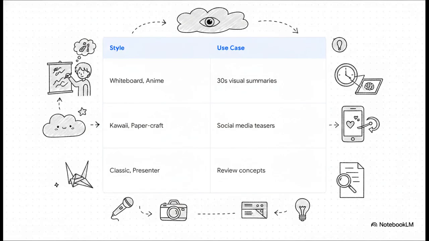And for my visual creators out there, you are going to love the video overview capabilities. You don't need to be a Premiere Pro wizard to synthesize complex stuff visually anymore. You can just pick a style like whiteboard, watercolor, or anime, and boom, you've got a snappy 30 to 60 second visual summary. Want a cool teaser for your socials? Try the kawaii, heritage, or papercraft aesthetics.